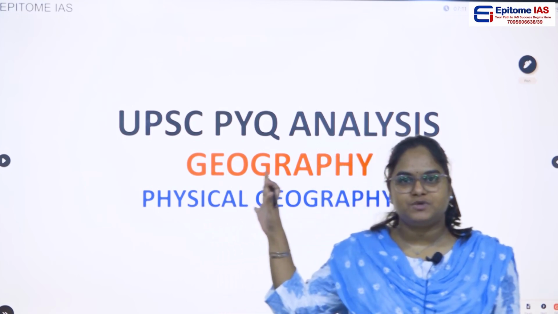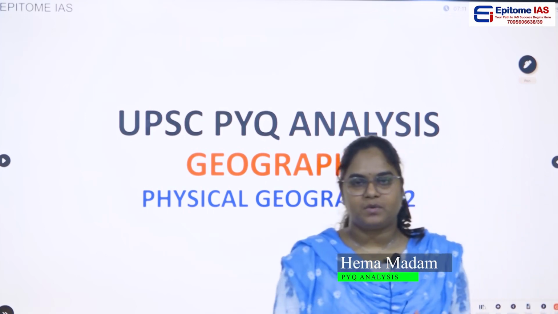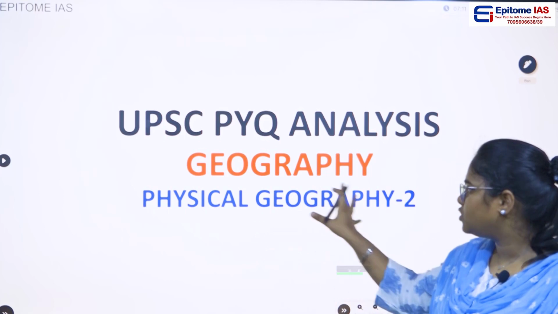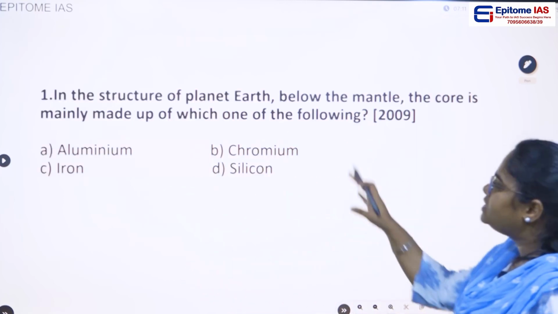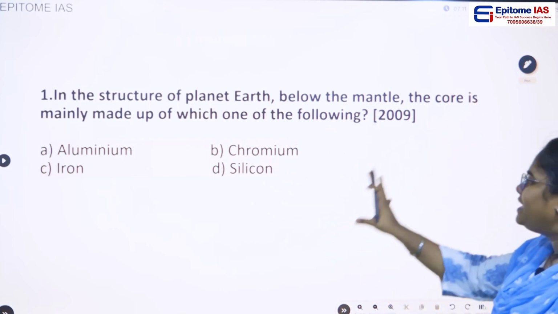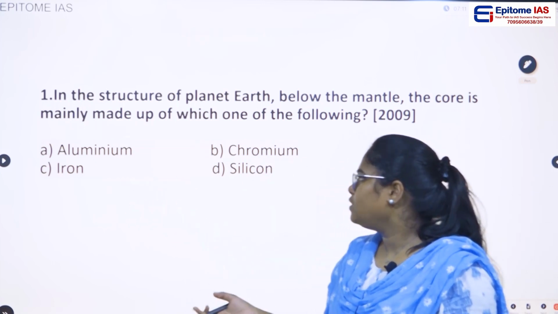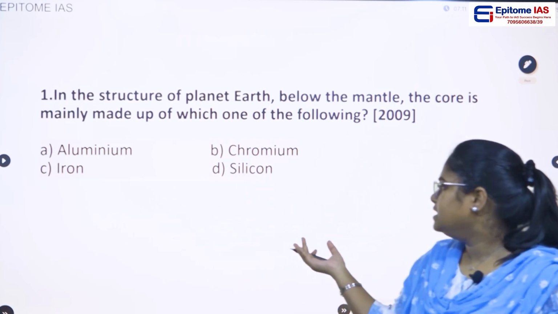So we are doing this UPSC PYQ analysis, the topic-wise PYQ analysis. Today's topic would be the continuation of physical geography from the geography. The first question: in the structure of planet Earth, below the mantle, the core is mainly made up of which one of the following? Option A, aluminium, option B, chromium, option C, iron, and option D, silicon.